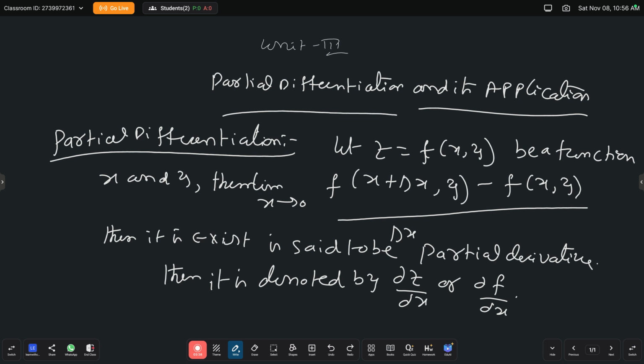Z equals f of x comma y, that is a multivariable calculus, a function of the two variables x and y. Then the limit as delta x tends to 0 of f of x plus delta x comma y minus f of x comma y by delta x, if it exists, is said to be a partial derivative or partial differentiation. Now generally it is denoted by dou z by dou x or dou f by dou x.